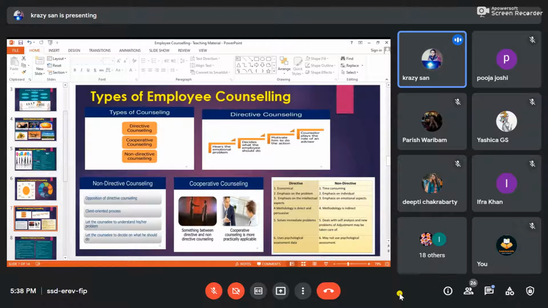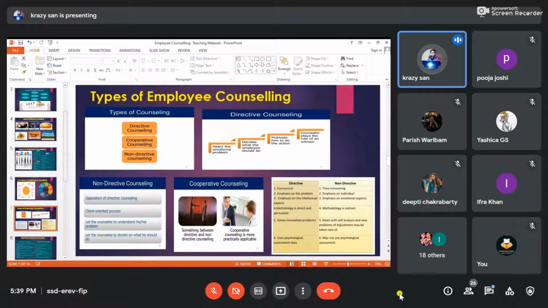Here what happens? A counselor listens to an employee's emotional difficulty, then decides with him what can be done, and then motivates him to do the action, and the employee receives advice and reassurance. In this, the employee receives the reassurance and advice from the counselor, but all the action plan is on the employee himself. Thus, the counselor enthuses the employee to take a workable course of action. The counselor is not deciding on behalf of the employee. The employee is motivated to take a decision over here. So this one is directive counseling.